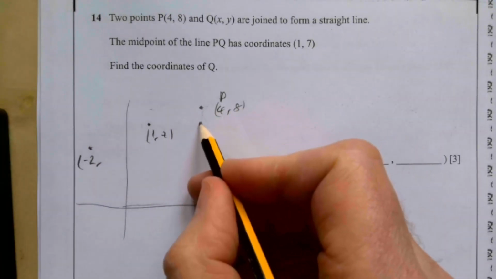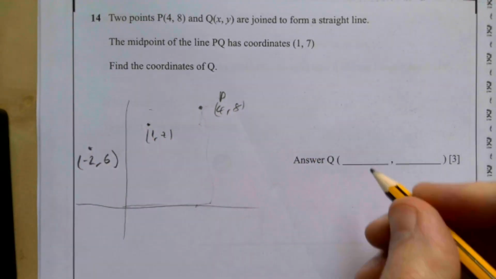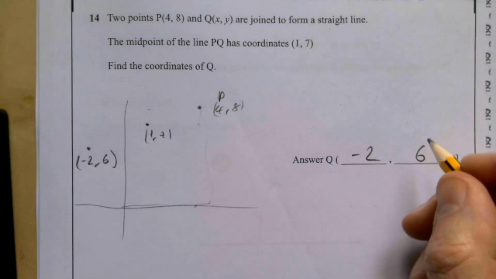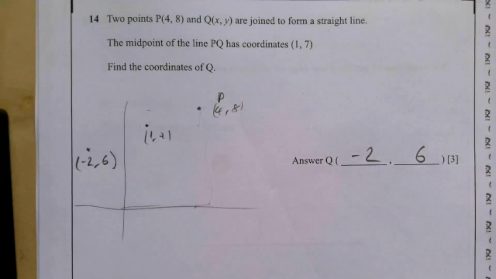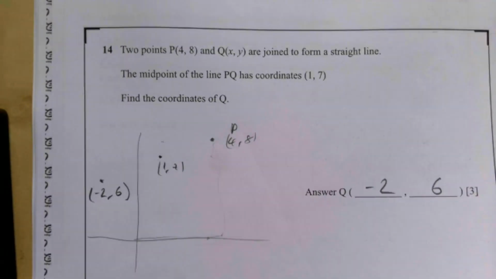Here we've just gone down a square, 8 down to 7. So here then would be down to 6. So (-2, 6). Again, there's a midpoint formula if you want to use it. You can use that as well, and that'll help you work it out. If you prefer that method, totally fine.